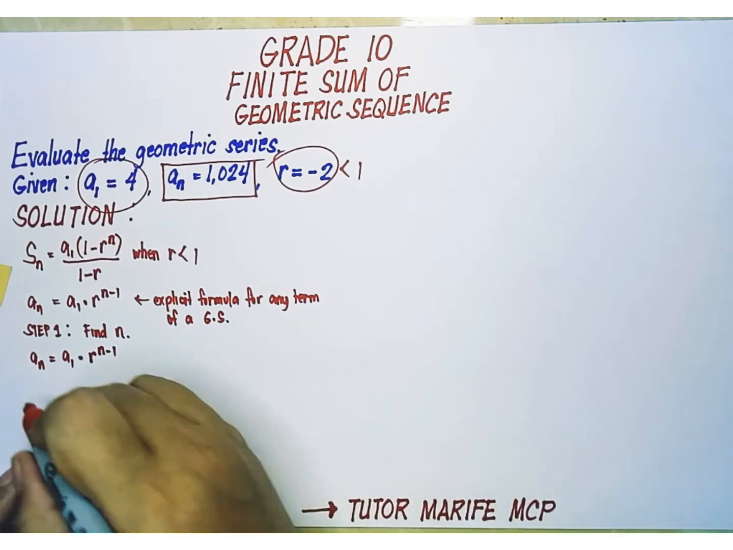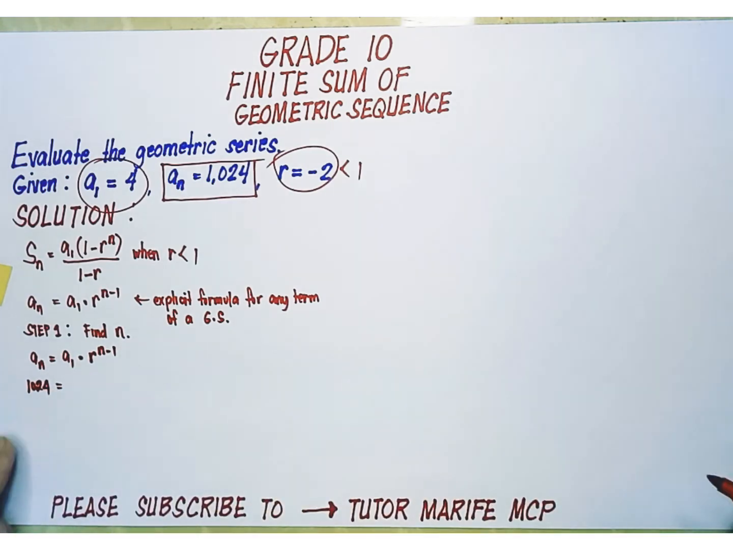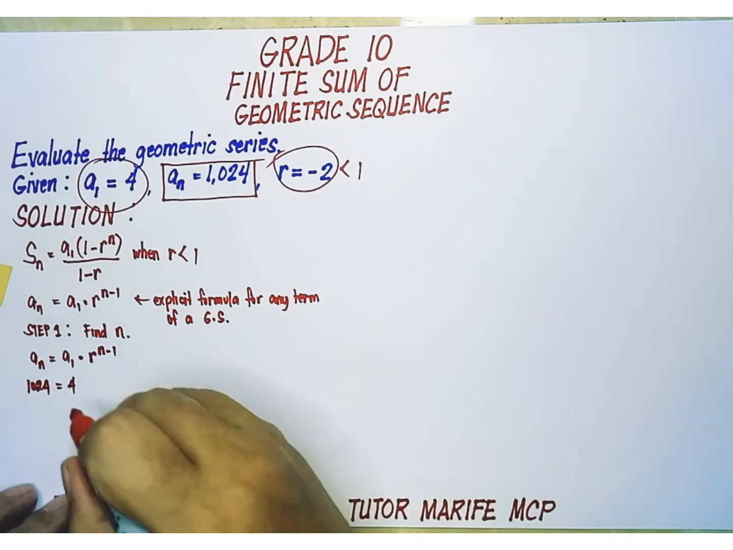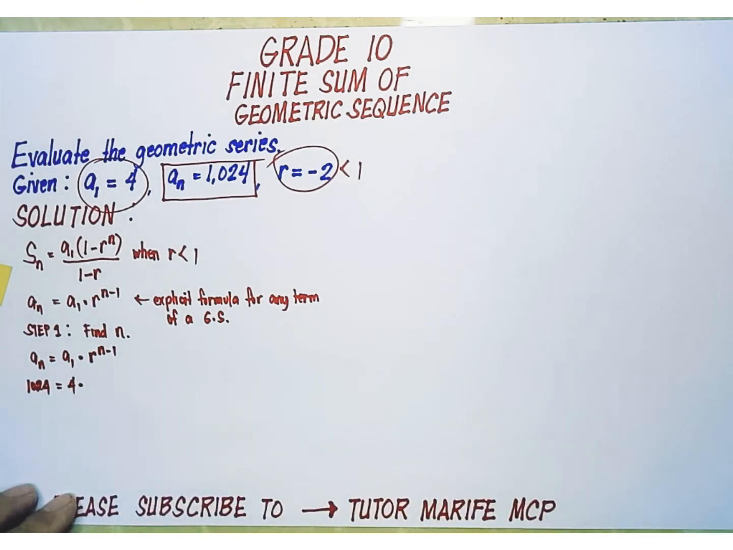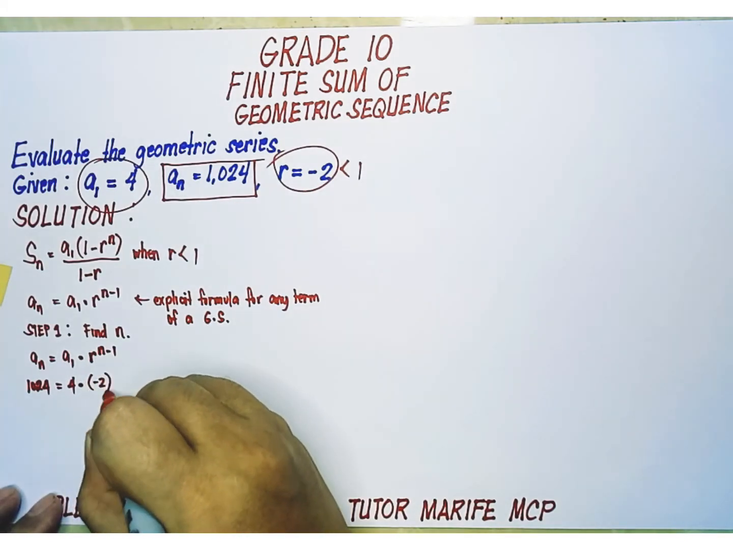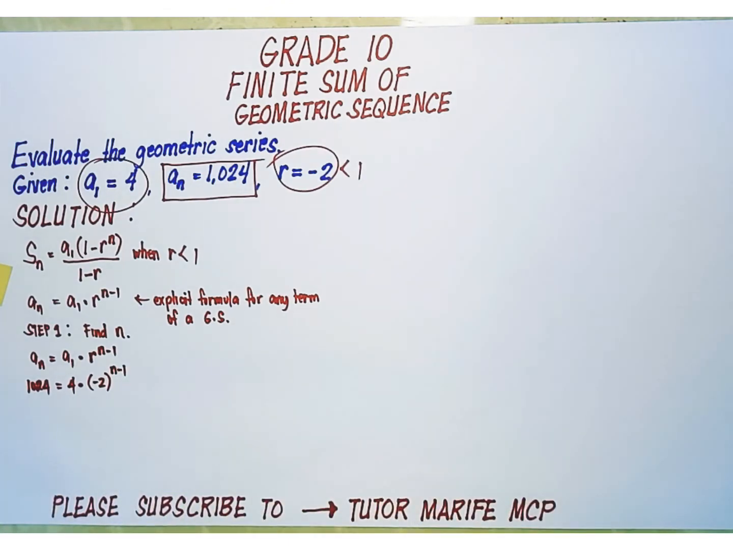A sub n, that's 1024. A sub 1, that's 4. Multiplied by r, negative 2, raised to exponent n minus 1. Okay, so nag-substitute lang tayo ng mga given values. Next step, we're trying to solve for n.